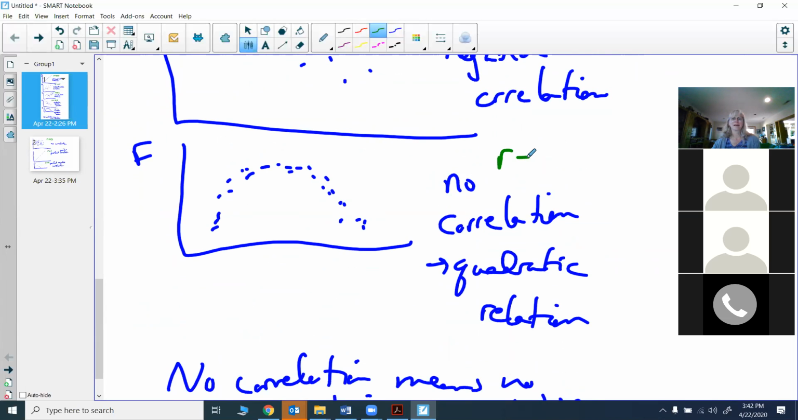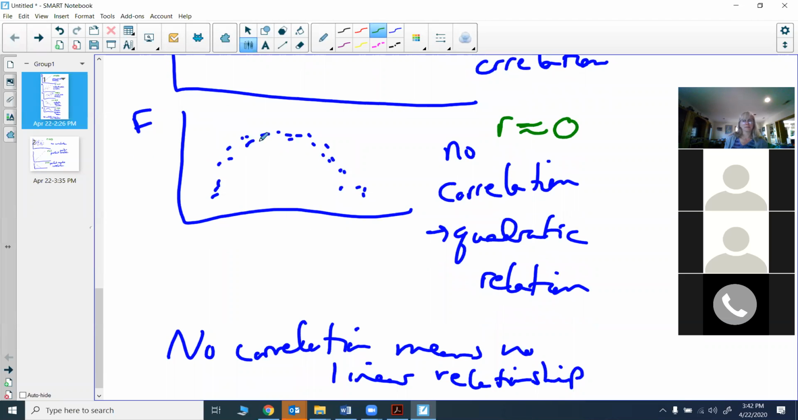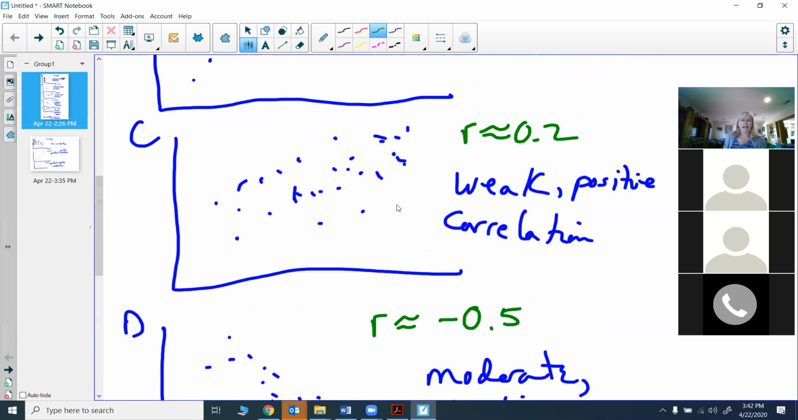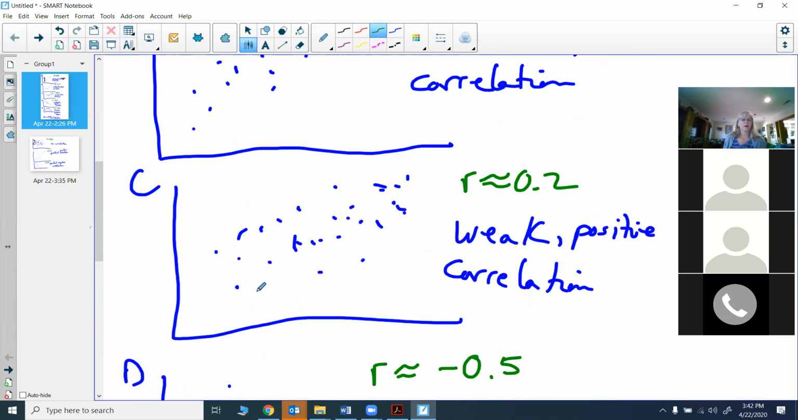Zero? Yeah, this would be really close to 0. And again, it may not be perfectly 0, but really close to 0. But again, an R close to 0 doesn't mean no relationship. It just means no linear relationship. It could mean something totally different. Okay? So this is what correlation is.